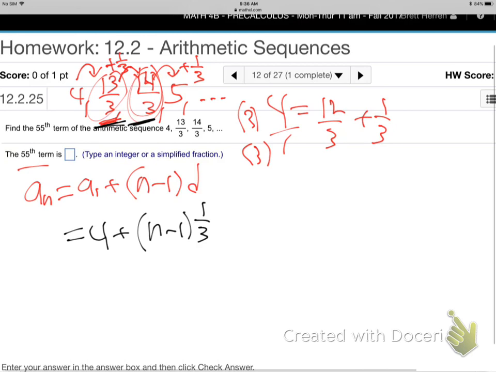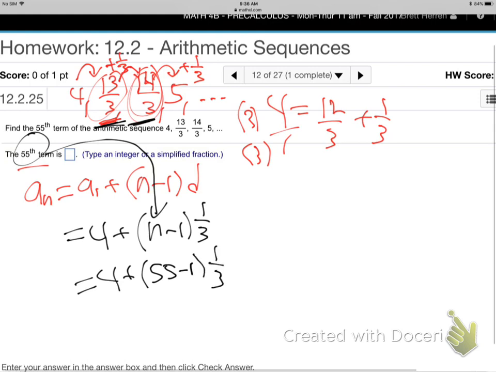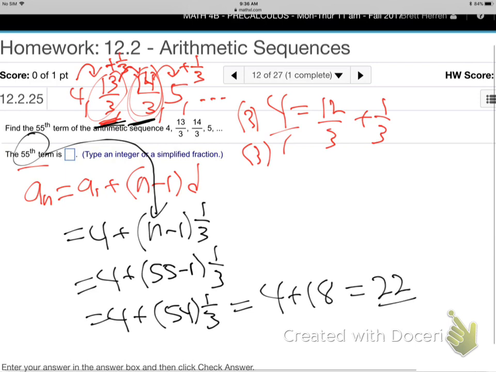So then here's our formula. And now, actually, they're not even asking me for the formula, so I don't have to simplify it. I can just grab my 55 and plug it in right now. It'll be a little easier. They just want the 55th. That's our ordinal, 55th, right? So that's always in. Plug that in. 4 plus 54 times a third. Good. And isn't that 18? 4 plus 18, 22. There it is. The 55th term is the number 22.